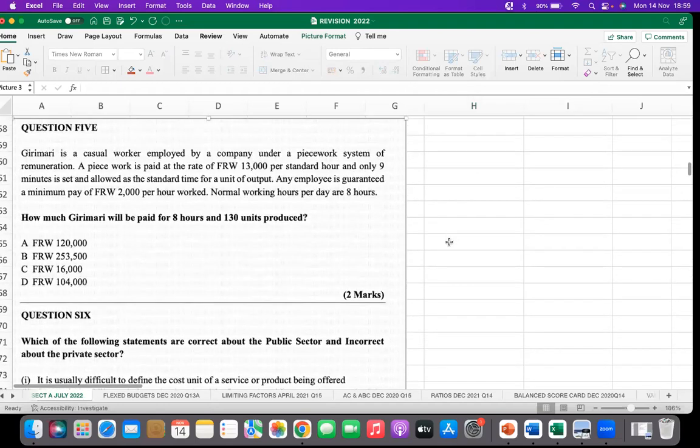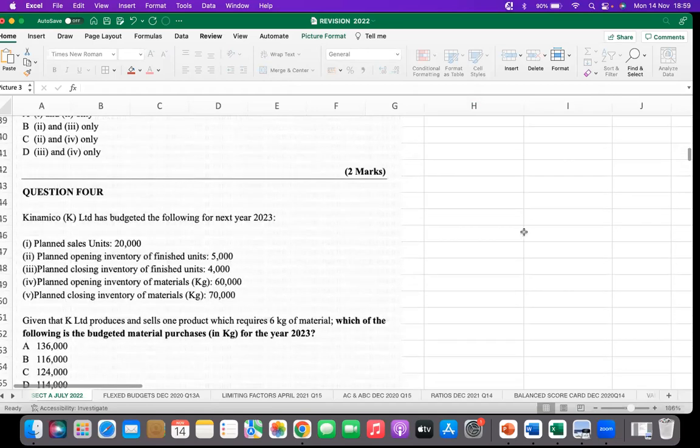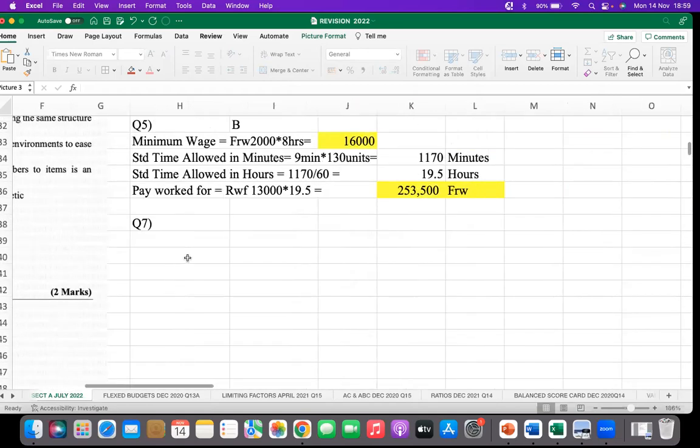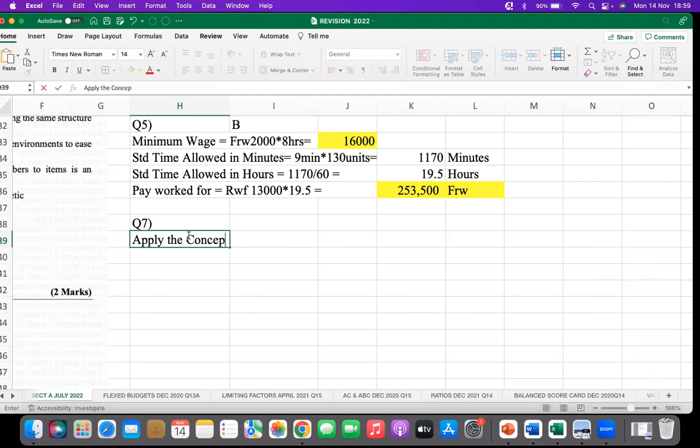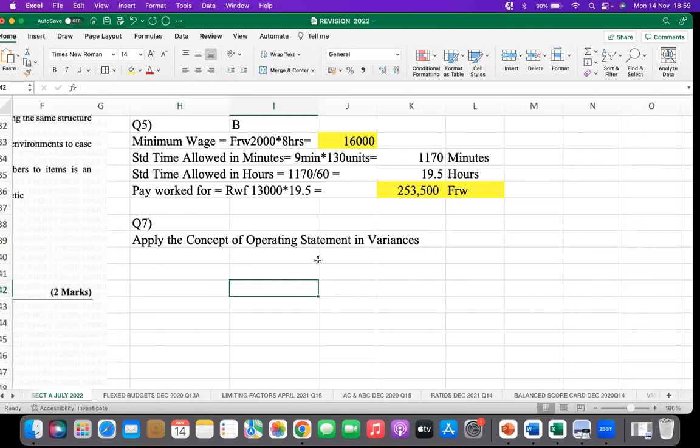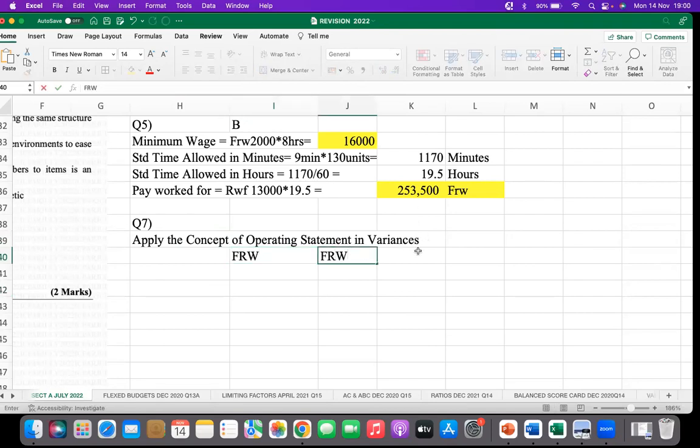Now, first of all, allow me to take time here. In short, here you apply the concept of operating statement in variances. Now, in an operating statement, allow me to take time here because I'm covering two topics in one. Just be patient with me here. An operating statement normally starts with budgeted profit.